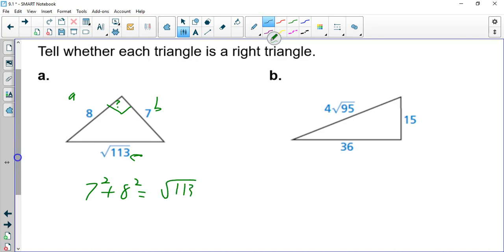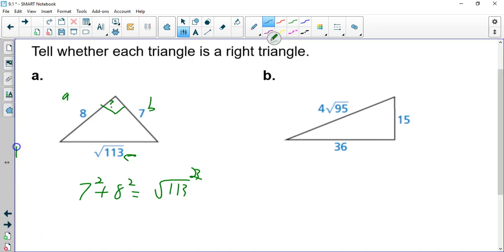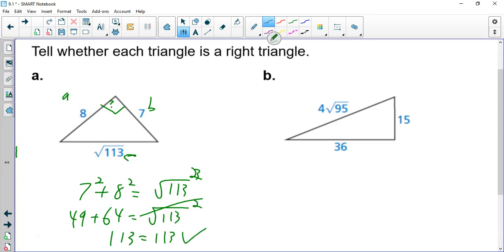and see if we get that. So, don't know what happened there, my bar disappeared. So 7 squared is 49. 8 squared is 64, and we're going to see if that equals the square root of 113 squared, which is just 113, because these cancel each other. So 49 plus 64, 113 equals 113. Check. We have a right angle.